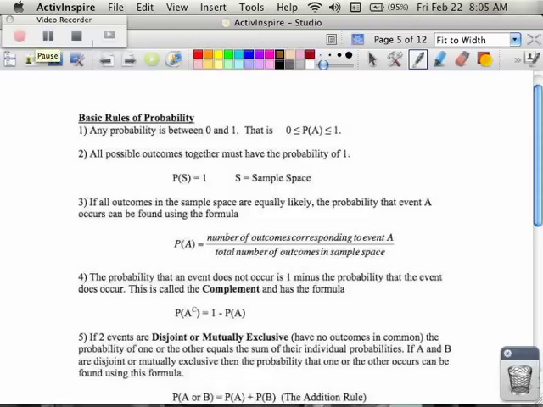Okay, on our next slide, we have some basic rules of probability. First of all, we know that probability must fall between 0 and 1 inclusive. That means you could have a probability of 0, you could have a probability of 1, you never get negatives, and it could be anything in between. You can write them as fractions or decimals. In part 2, the probability of any sample space has to be 1. It has to total up to 1.